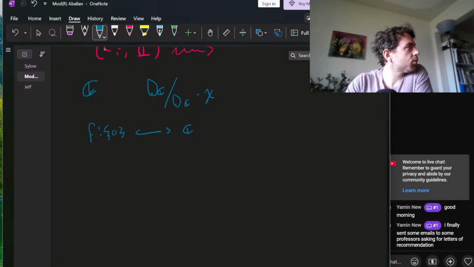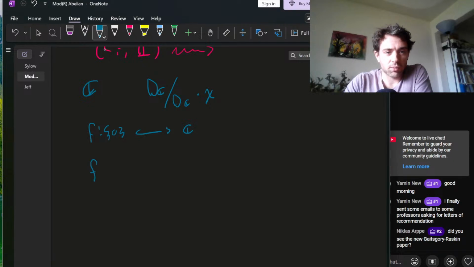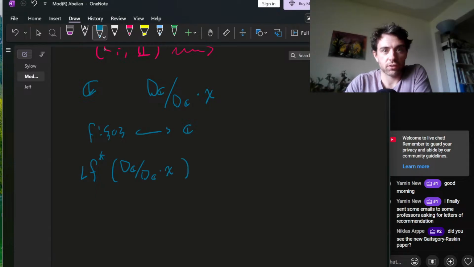So what is it that I want to verify? I want to examine the behavior of the derived pullback of this D module to the point. So I want to see what happens here.